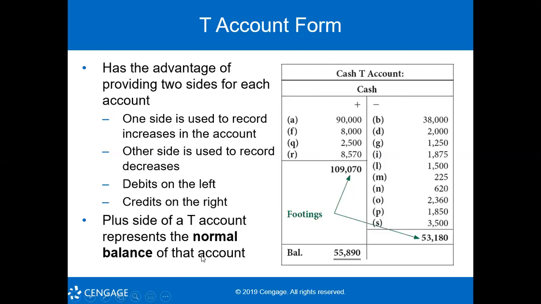And the normal balance of an account is whatever side increases it. So when we think about cash, cash increases with a debit. Cash increases on the debit side. So cash has a normal debit balance. As we're going to see when we look at examples of these, some accounts like liability accounts increase with a credit. So then liability accounts have a normal credit balance, right? So the normal balance of an account is just the side that increases it, okay?